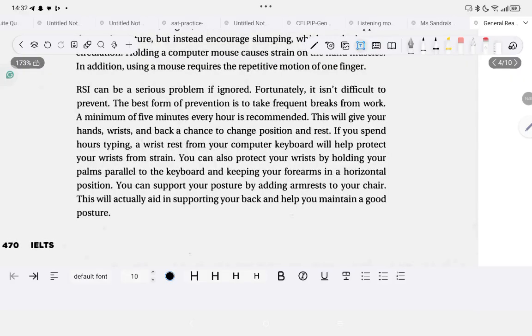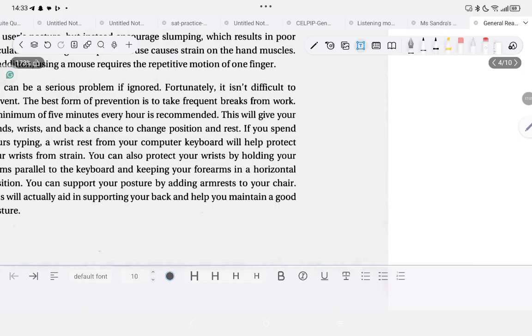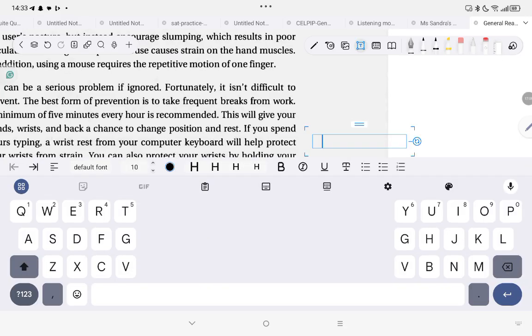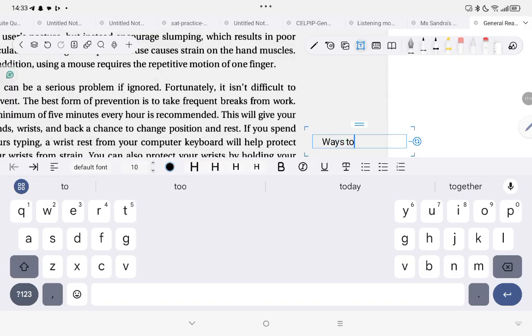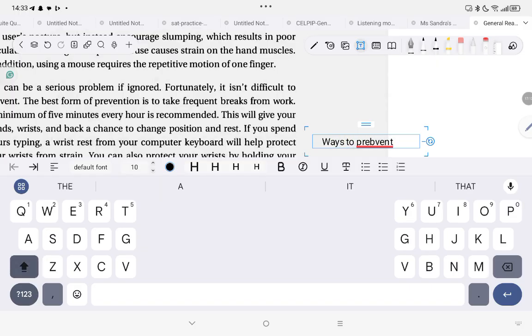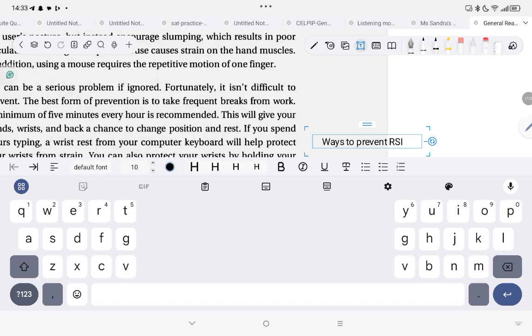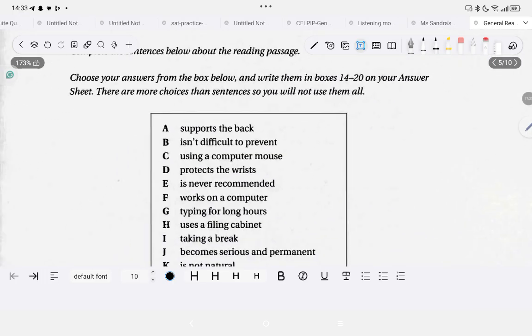And the next one, RSI can be a serious problem if ignored. Fortunately, it isn't difficult to prevent. Last sentence. This will actually aid in supporting your back and help you maintain a good posture. So this is clear. Ways to prevent RSI. Now, why did you do all of this? You did it because when you get a question, you would know which paragraph talks about that thing you've been asked about. And then you just go there to find the answer, right?